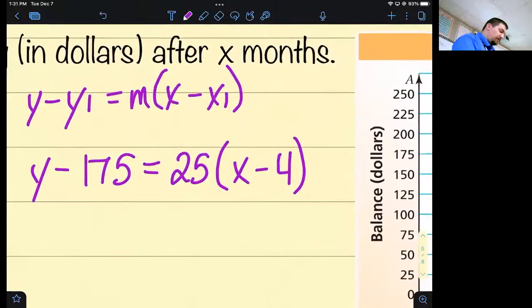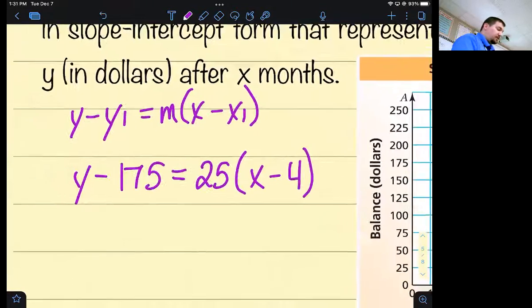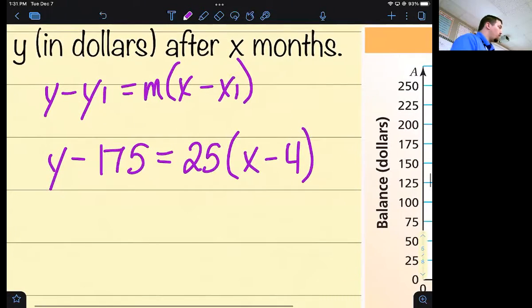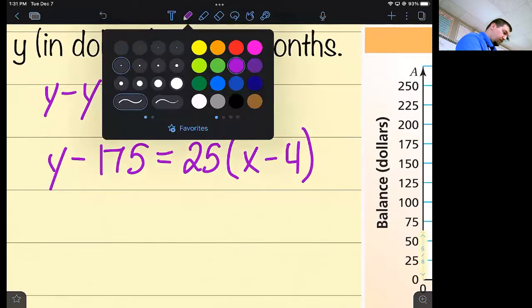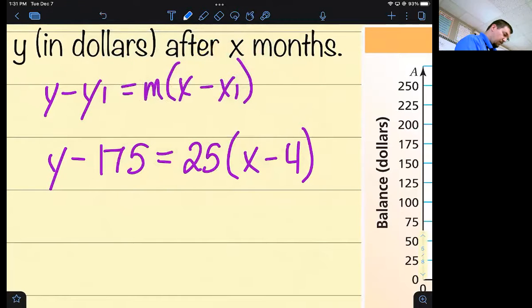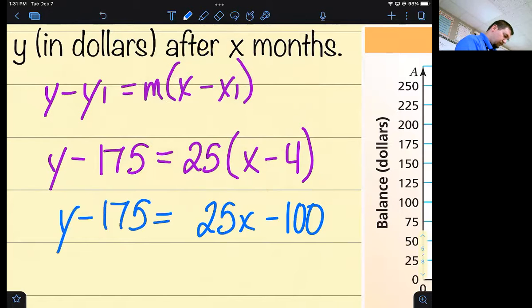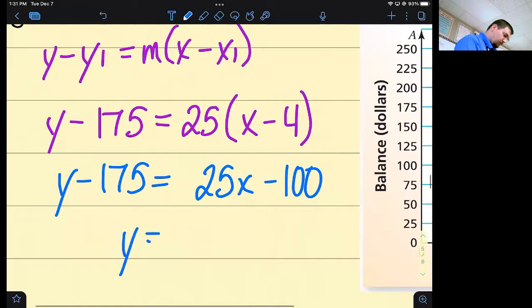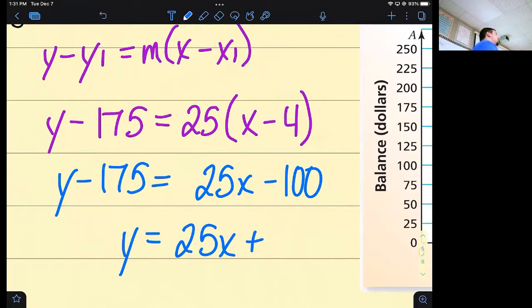Carter, can you tell me the steps we would have to do and then also do those steps to convert this point slope equation into slope intercept form? You have to distribute 25. Okay, go ahead and do that for me. 25x minus 100. All right. And then I would add the 175 to both sides. And that's going to give you 25x plus 275. No, it's negative 100. So you're adding 175 to negative 100. Yes.